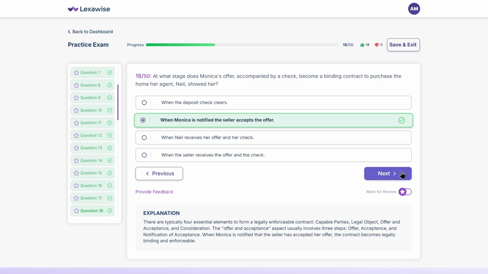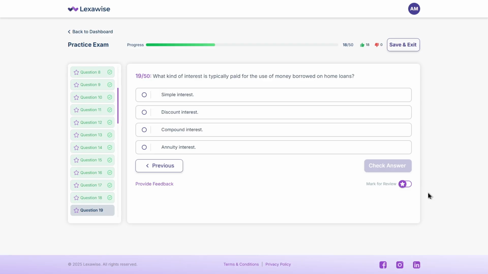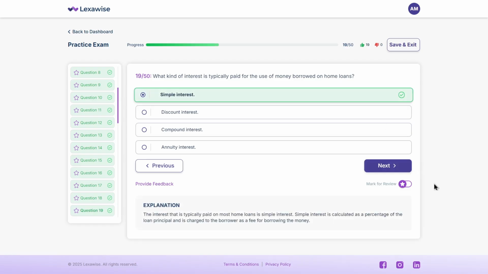Let's move on. What kind of interest is typically paid for the use of money borrowed on home loans? A. Simple interest. B. Discount interest. C. Compound interest. D. Annuity interest. Take a second to reflect. The correct answer is A. Simple interest. Home loans usually charge simple interest, which is calculated based on the loan amount and does not compound.